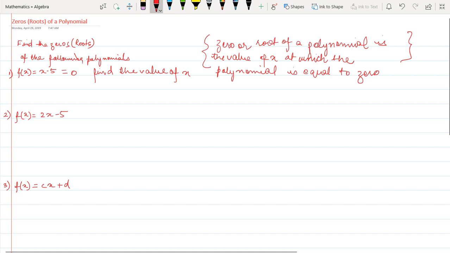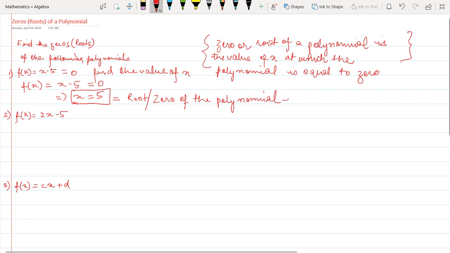Now we'll solve a few examples around how we find the zero or the root of a polynomial. So x minus 5 is equal to 0. What is given to us is f(x) is equal to x minus 5, and I have to find the zero, so I have to equate this with 0. This implies that x is equal to 5. So at x is equal to 5, this polynomial will be 0, and this is the root, or the zero, of the polynomial f(x) equal to x minus 5.